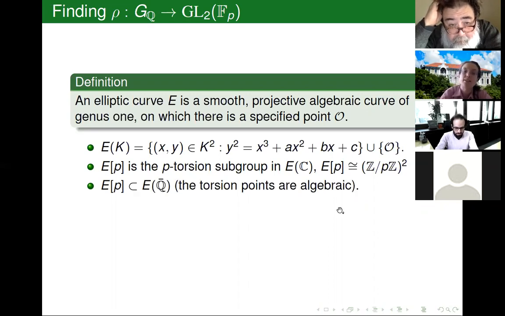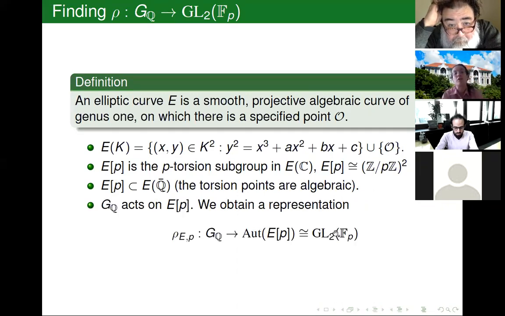That's where we get the Galois representation, because we know that this p-torsion subgroup is an algebraic group in the sense that the torsion points are defined over some algebraic extension of Q. Therefore, we can talk about the Galois action on the p-torsion subgroup. The absolute Galois group acts on E[p]. That gives us a mod p Galois representation, rho_{E,p}, starting from the absolute Galois group G_Q and going into the automorphisms of the p-torsion subgroup. Because of the group structure of E[p], this automorphism group is isomorphic to GL_2(F_p). That's where we get this representation.